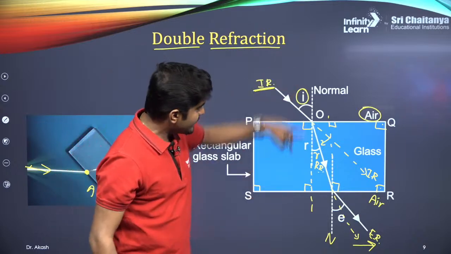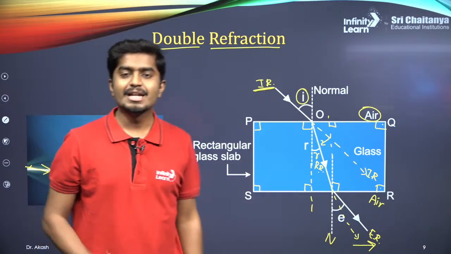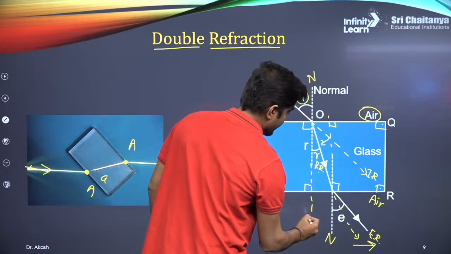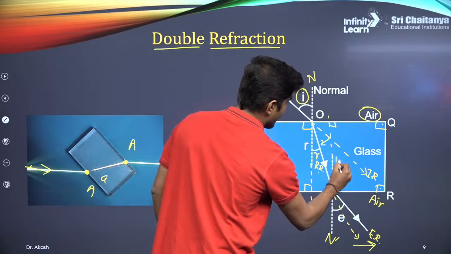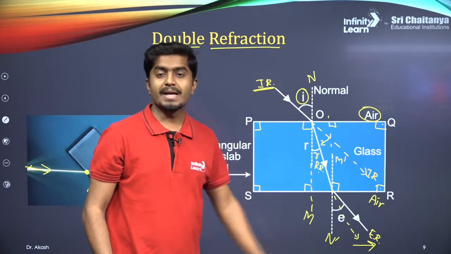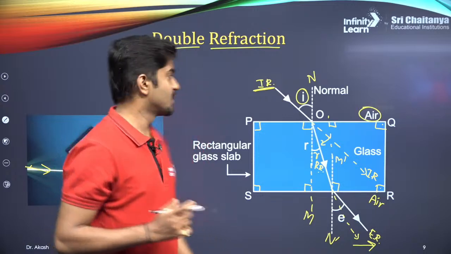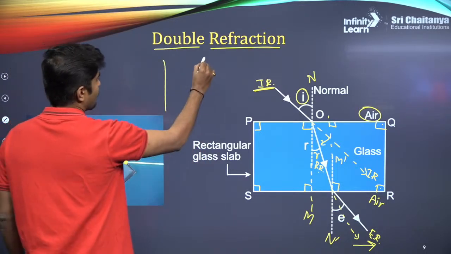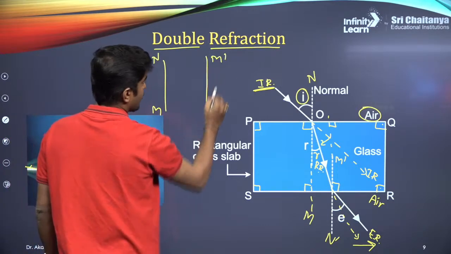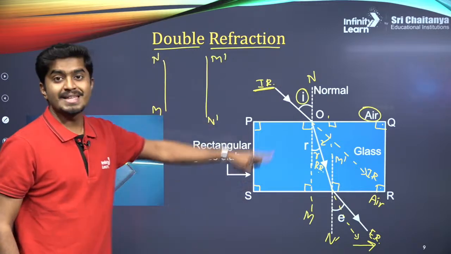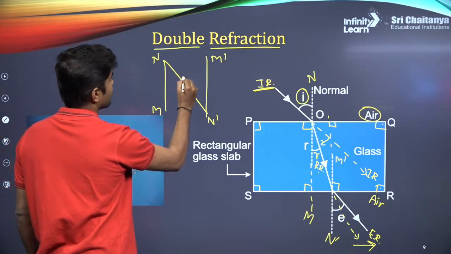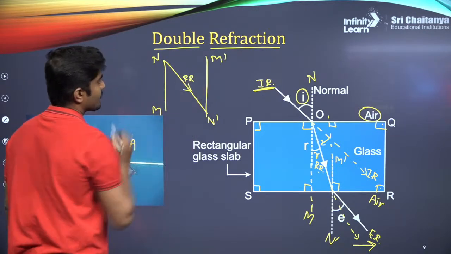What do you observe? These two normals are parallel to each other. Let's suppose I give some names here: N, N prime, M, M prime. This NM and M prime N prime, these two normals are parallel to each other, and between them there is our refracted ray.